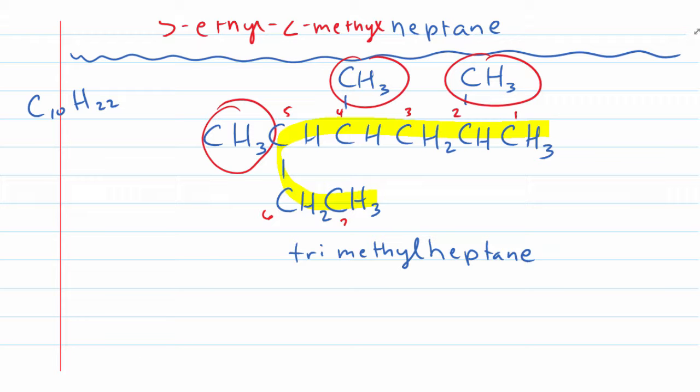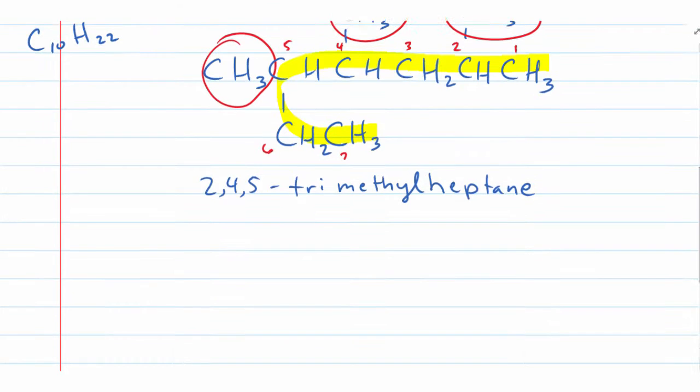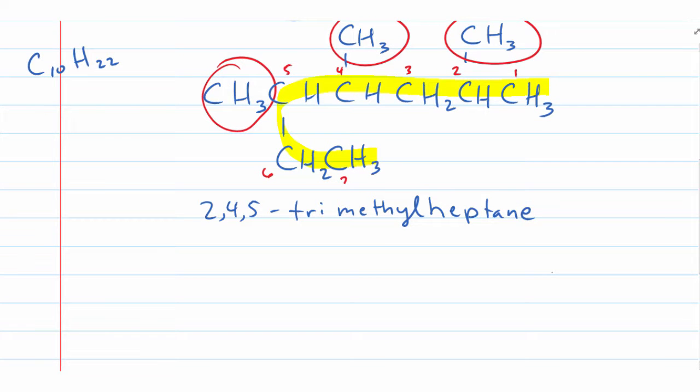So how do we write that then? 2, comma 4, comma 5, trimethylheptane. And we read this as 2,4,5-trimethylheptane. So any questions on this particular structure? 2,4,5-trimethylheptane.